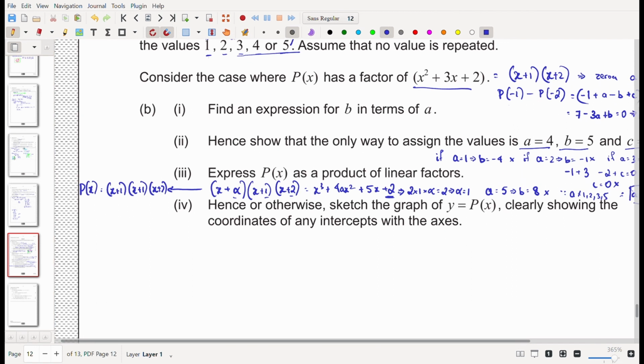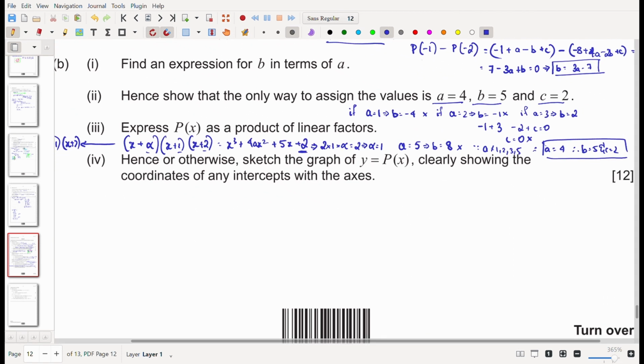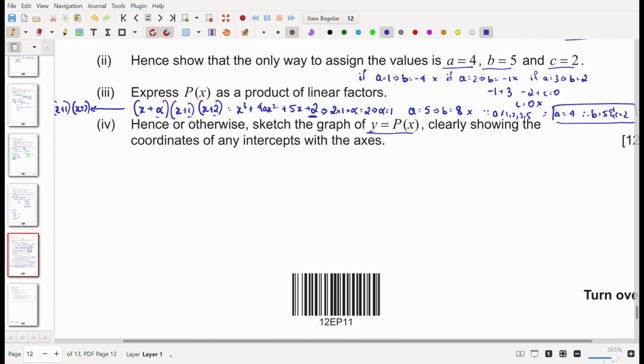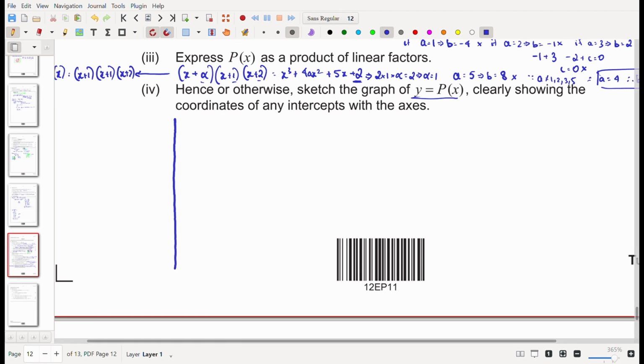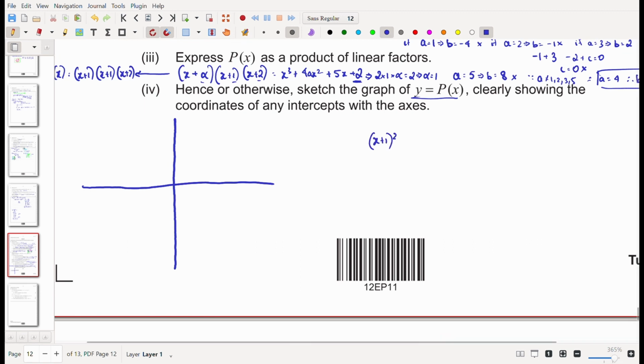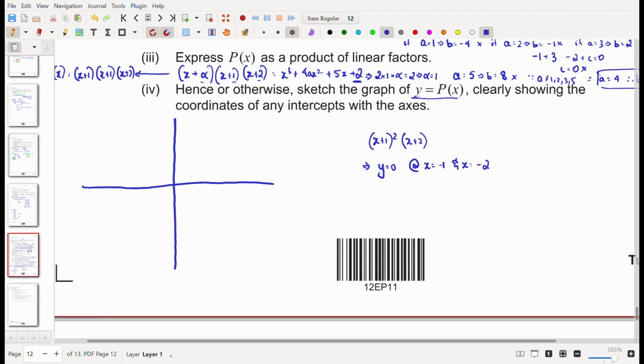And that's it. Hence or otherwise, sketch the graph of y is equal to p of x, clearly showing the coordinates of any intersects. So this is a special case of a cubic polynomial, or any polynomial really. It means that you have x plus 1 whole squared times x plus 2. So this means that y is equal to 0 at x equal to minus 1 and x is equal to minus 2.